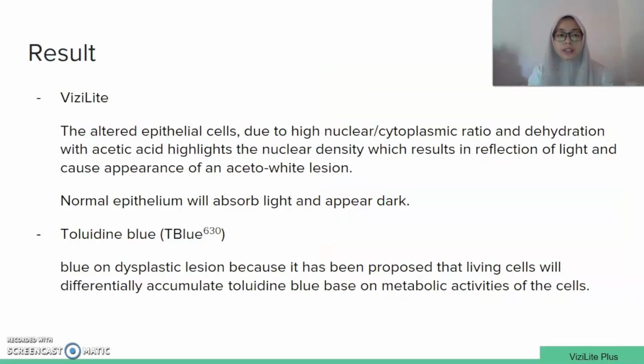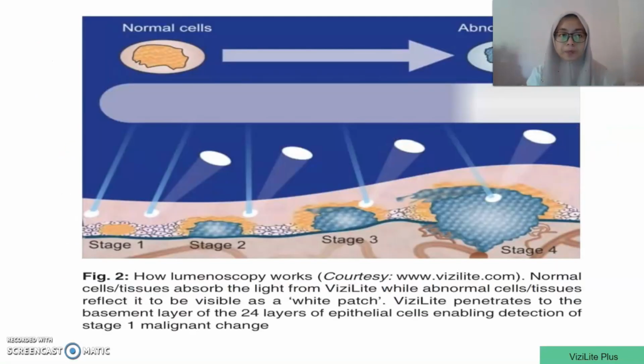The result of the VisiLight is that it shows an aceto-white lesion for a positive result, which is due to altered epithelial cells with a high N/C ratio, and dehydration with acetic acid highlights the nuclear density. Thus, it reflects the light. A normal epithelium will absorb the light and appear dark. The result of the use of Toluidine Blue 630 shows blue on the dysplastic lesion because it has been proposed that living cells will differentially accumulate toluidine blue based on the metabolic activities of the cell.